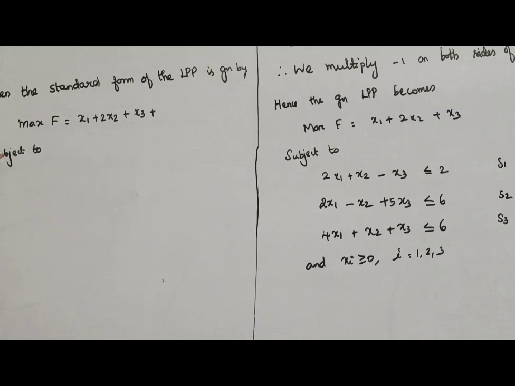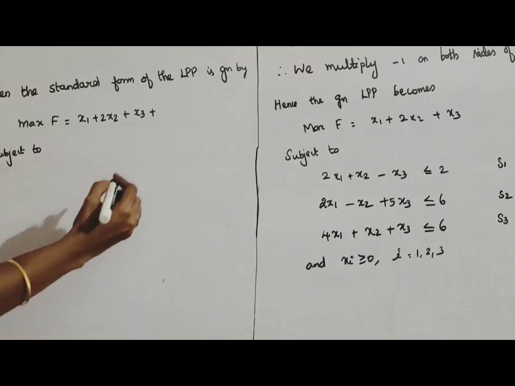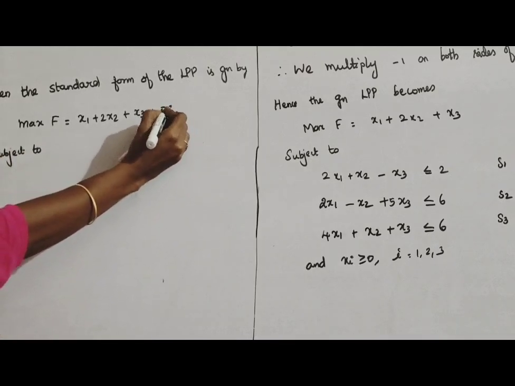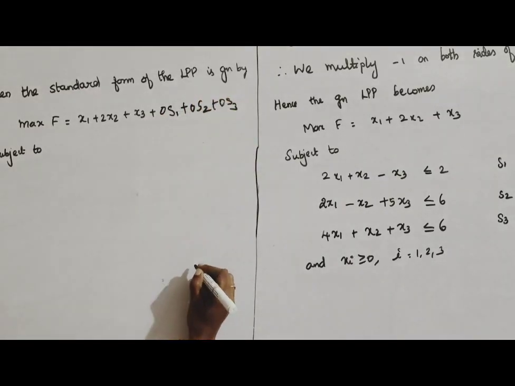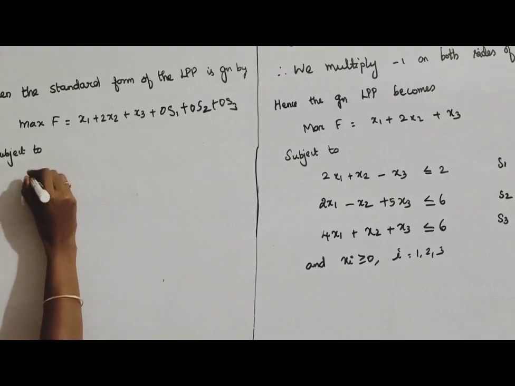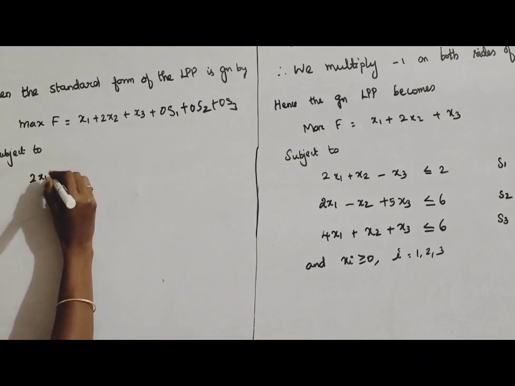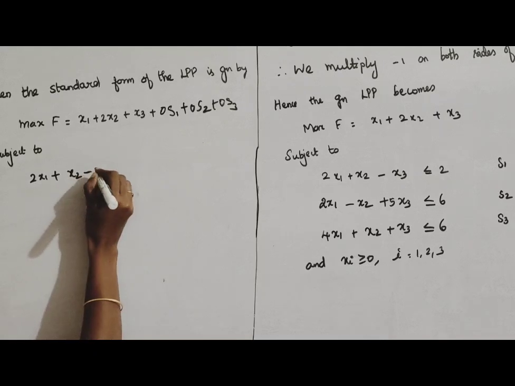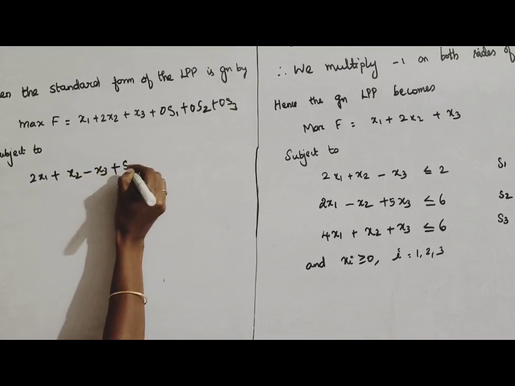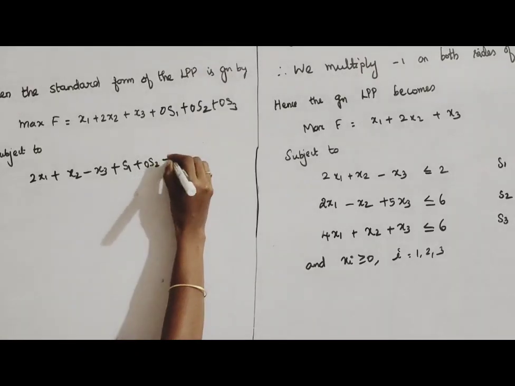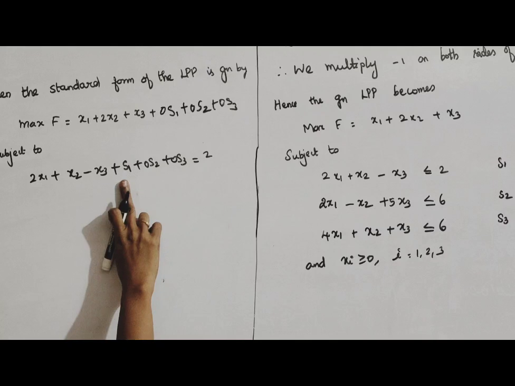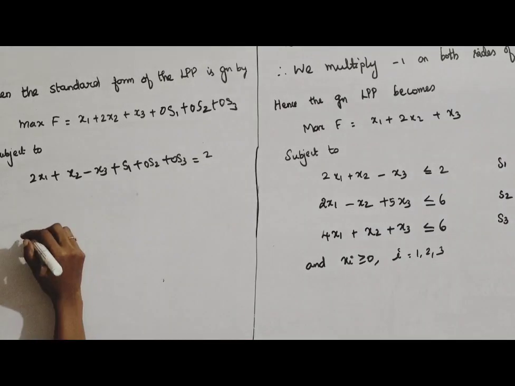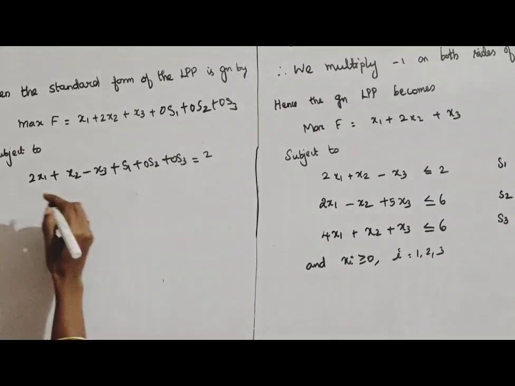Then you have to write the standard form of the LPP. The standard form of the LPP is given by maximize f equal to x1 plus 2x2 plus x3 plus 0S1 plus 0S2 plus 0S3, subject to the constraints. In the first one you introduce S1, therefore 2x1 plus x2 minus x3 plus S1 plus 0S2 plus 0S3 is equal to 2. The coefficient for the slack variable S1 is 1 and for the remaining slack variables it is 0.